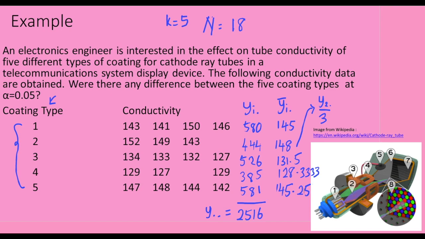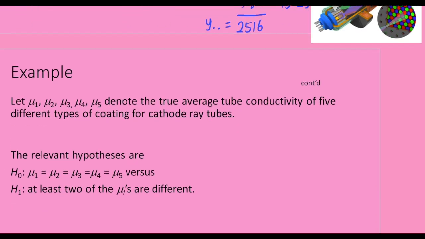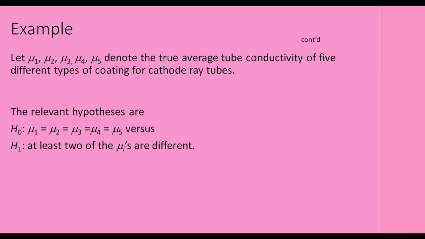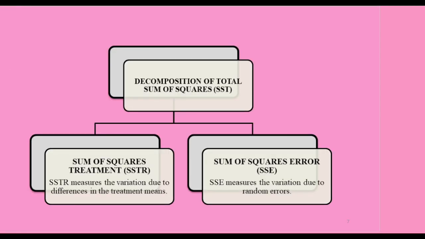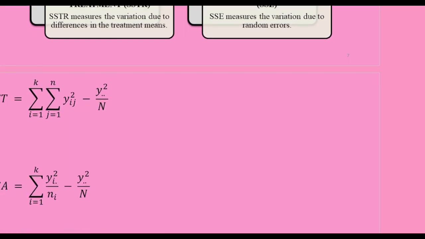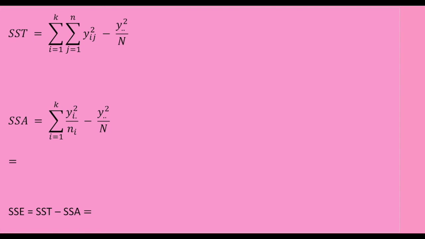Okay class, what's the next step? Yes, to determine the null and alternative hypotheses. The null hypothesis would be mu1 equals mu2 up to mu5, and the alternative is that at least two of the means are different. Next is the calculation of the test statistic. But before we go into F star, we need to find the values of the SST, SSA, and SSE. And the formula is as given.